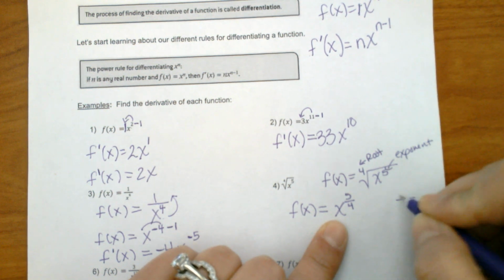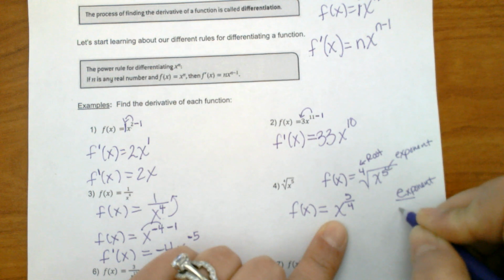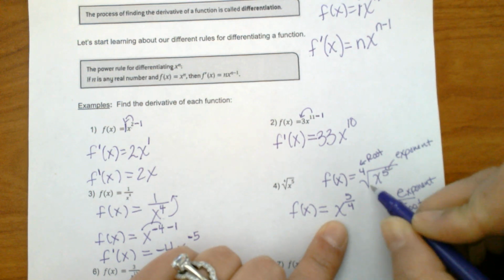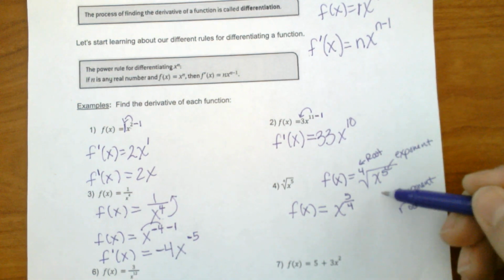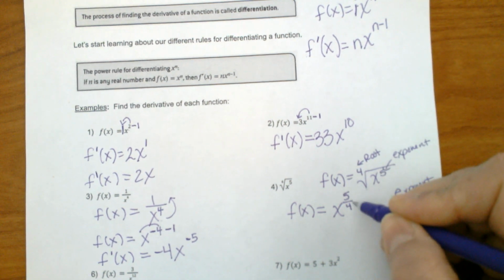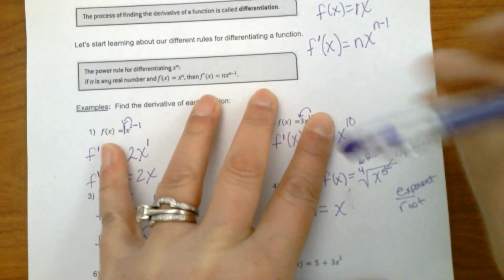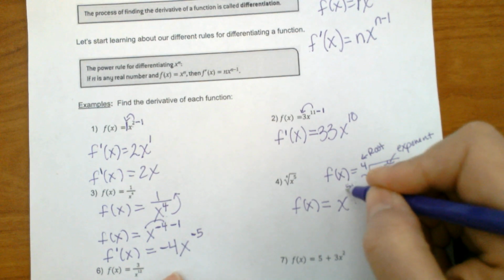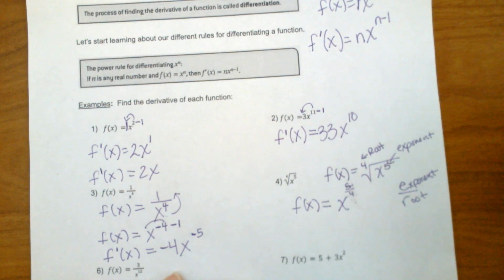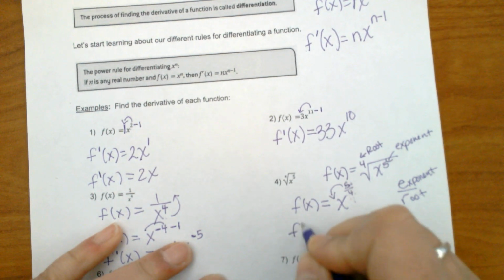So if you want to remember that, it's always the exponent divided by the root. And that's how you remove that symbol, by making the exponent, and I should even write it a little bit smaller, into a fraction. So this is going to be 5 over 4. Okay, and so now we're going to do the same thing. We're going to multiply it by the number in front.